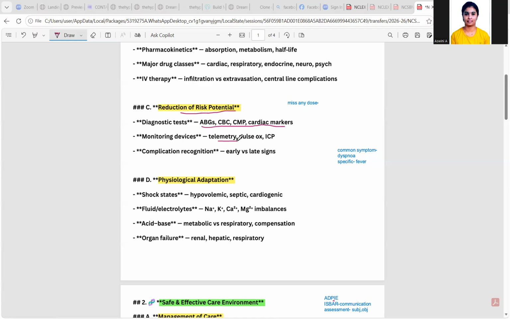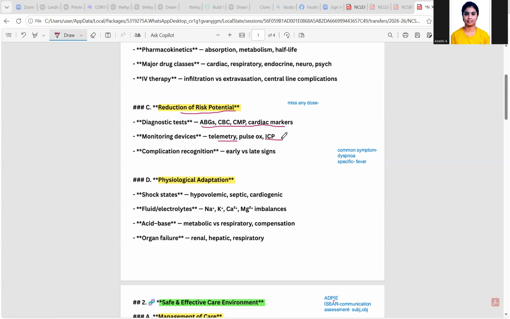Otherwise, mostly in the ICU we have cardiac monitors. In ICU settings we connect the ECG leads, and at the bedside there will be a monitor. On the monitor we can see the patient's ECG, heart rate, saturation, everything on the cardiac monitor.